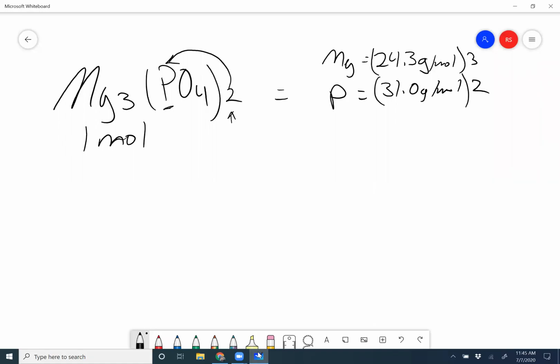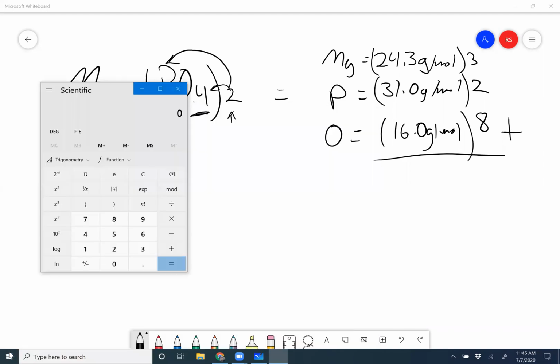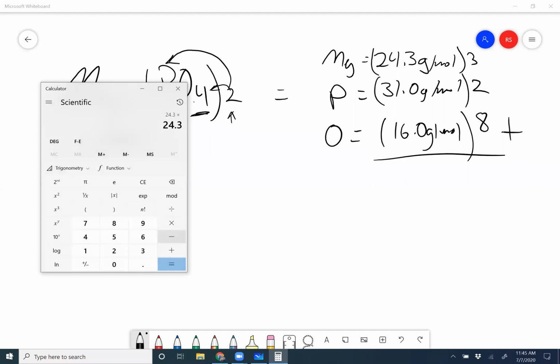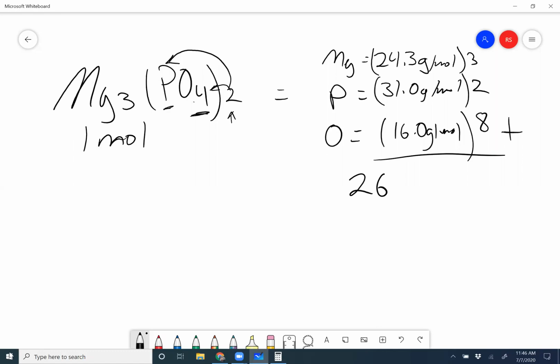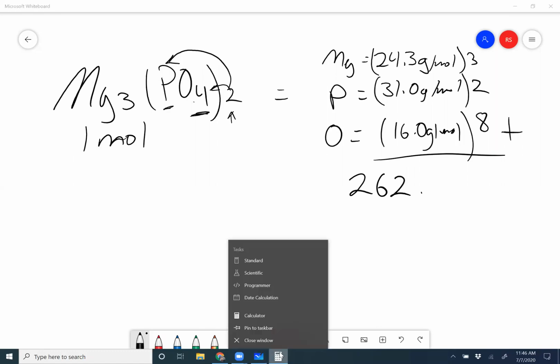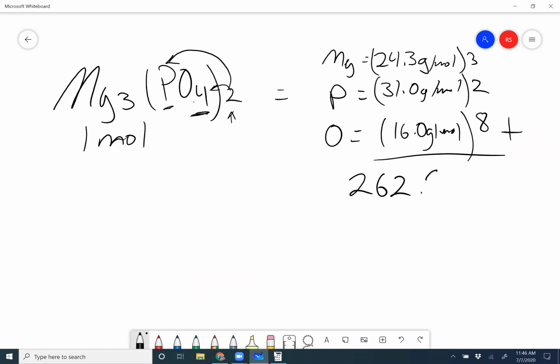And there's 2 of them. And then our oxygen is 4 here, but then that 2 is going to multiply that. So our oxygen is 16.0 grams per mole, and we don't have 4 of them. We have 4 times 2, so we have 8 of those. And now we're just going to add this all up. So we have 24.3 times 3, and we have 31 times 2, and we have 16 times 8. So magnesium phosphate is 262.9 grams per mole.